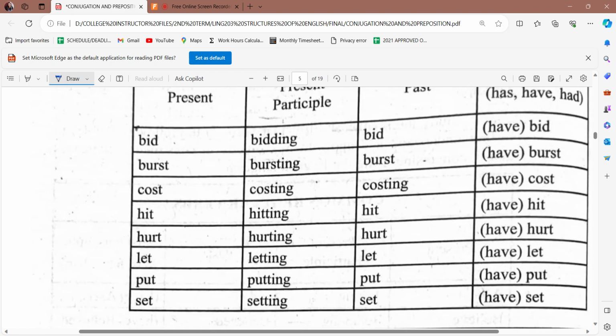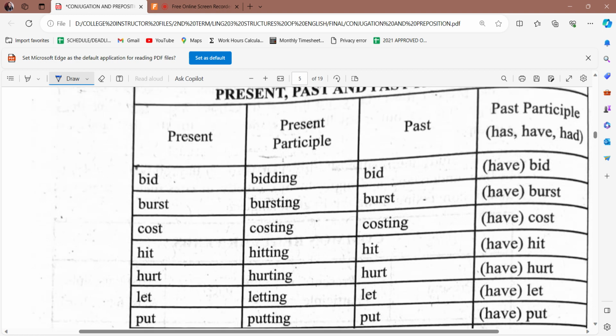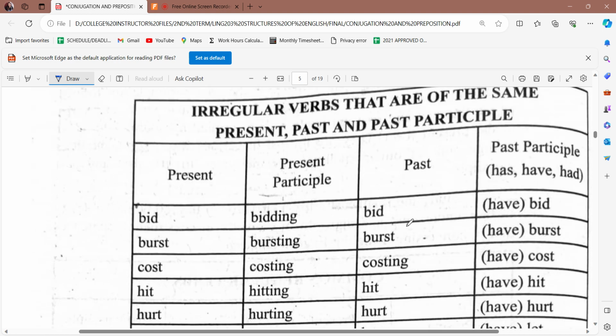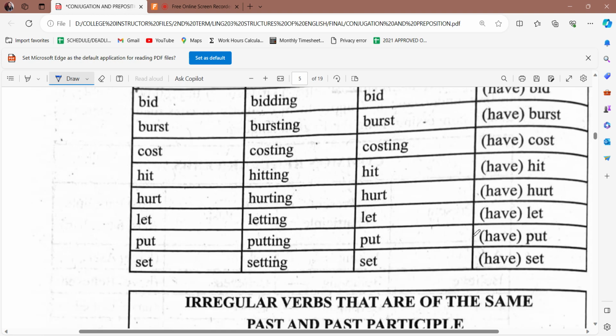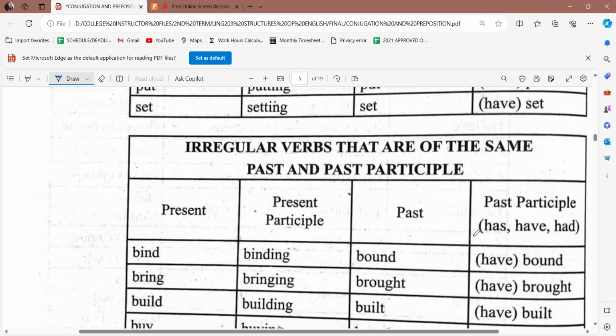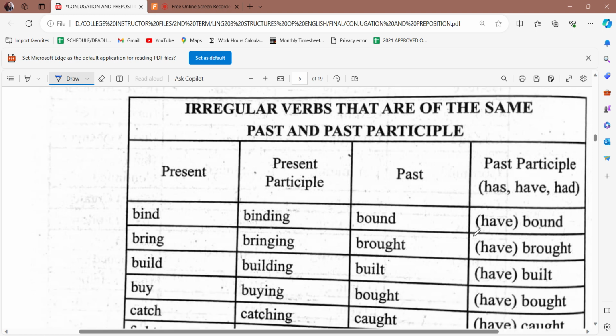Let us just discuss one. We have bid in the present tense. For present participle, you just add ing to it, so it becomes bidding. And then the past is bid. If you notice, the spelling did not change from present to past, because as per the description of the irregular verbs, it can either change the spelling or the spelling will just be the same. And for the past participle, you have bid or has bid. So it depends.